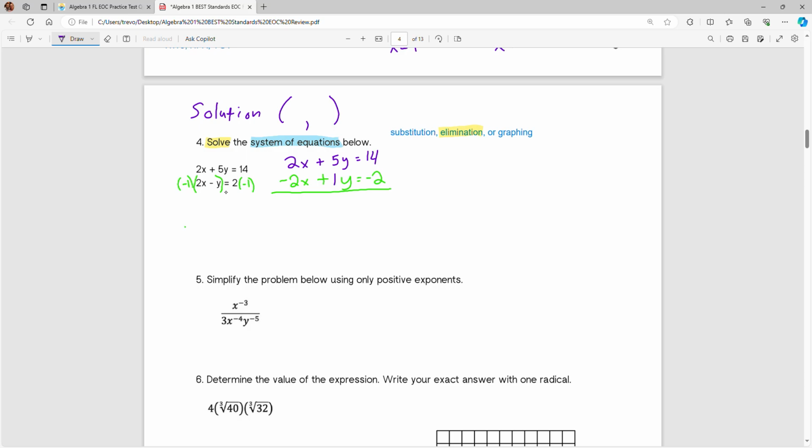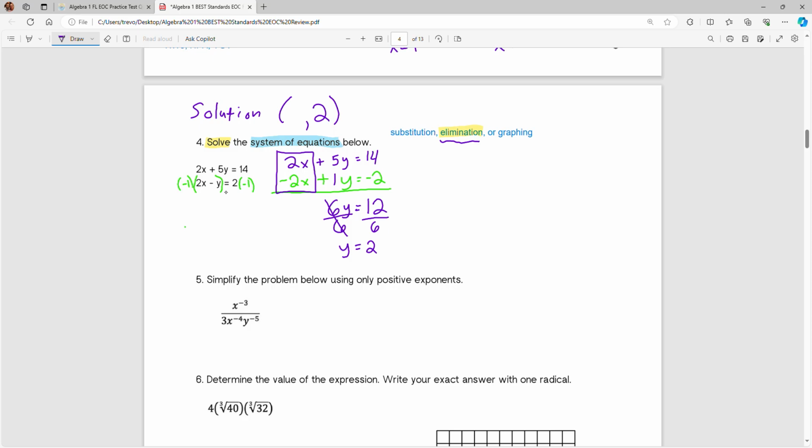Now I can combine these, and my invisible number with that y is a 1. And now my x values do what I want. They cancel each other out, or they eliminate, right? And I've got 5y plus 1y is 6y equals 14 minus 2 is 12. And to get the y by itself, I'm going to divide both sides by 6 to give me y equals 12 divided by 6 is 2. So my y value to my solution is 2.